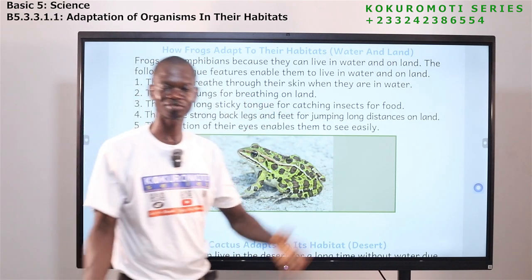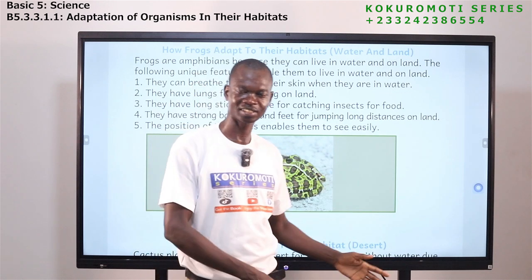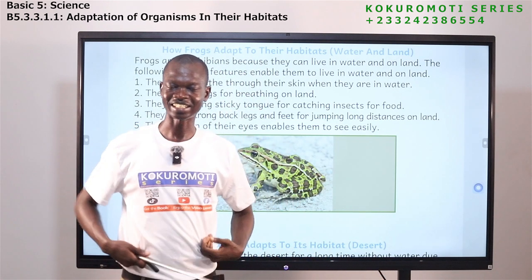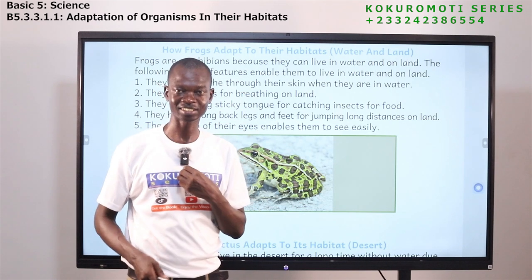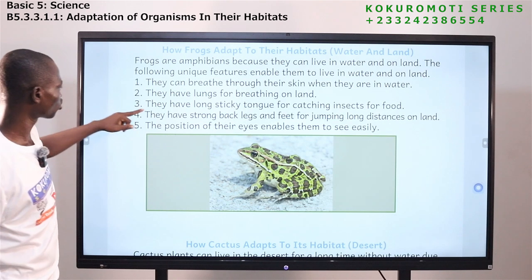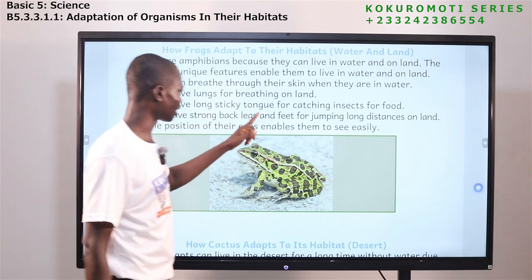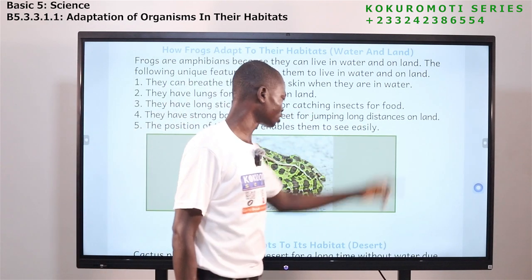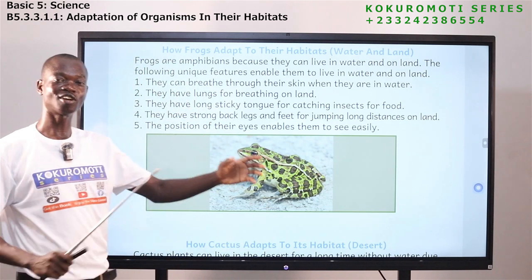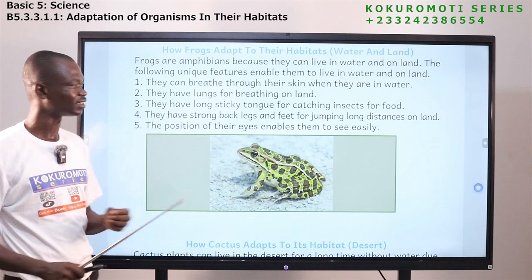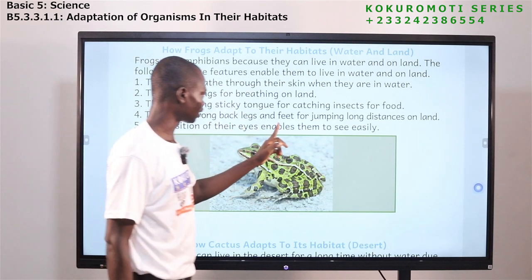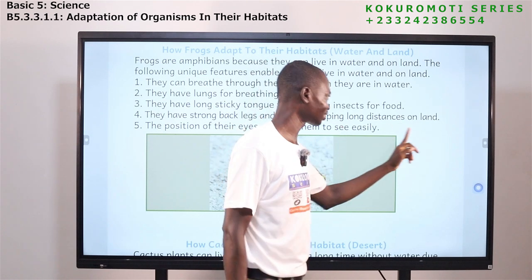So when they come out of the water, they come to land. What happens? Do they breathe through their skin again? No. They have lungs. So they breathe through their nose and their mouth. Okay. The next one is that they have a long sticky tongue for catching insects for food. So if you have seen the tongue of a frog, you see that it's very long and they use it to catch what? Insects.